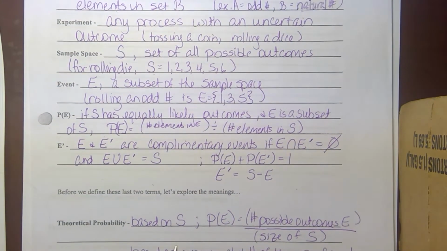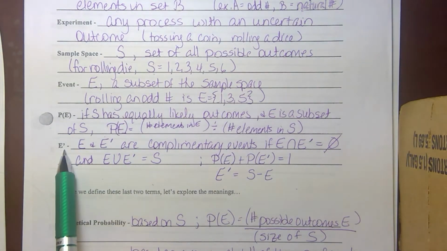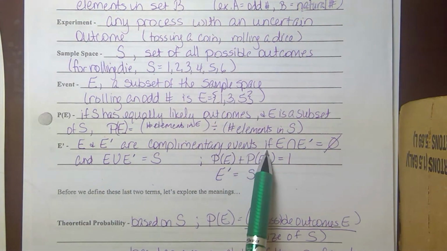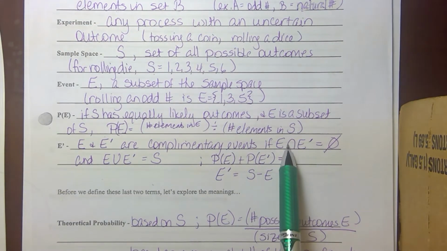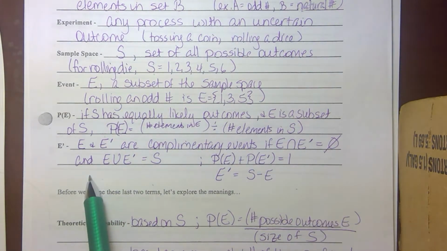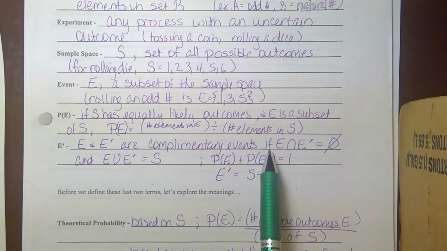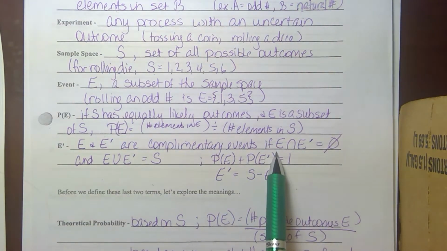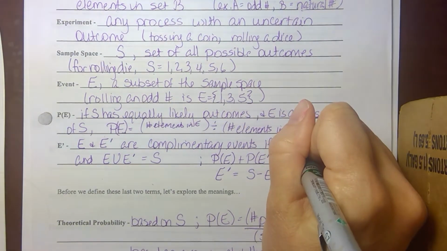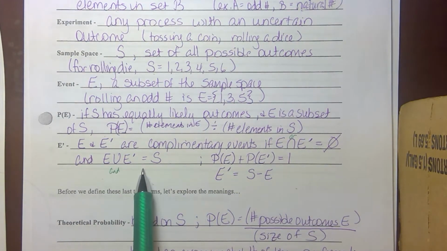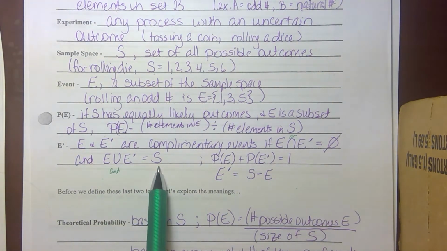Okay, let's go back to our definitions. E prime, or E apostrophe, is the complement. So E and E prime are complementary events if E intersect E prime is the empty set. Excuse me, go back to that one again. E intersect E prime is the empty set. That means they do not overlap at all. And E union E prime, this is or, this is and, is equal to the sample space. They're complementary events if they don't overlap, they don't share any values, and they include everything in the sample space.